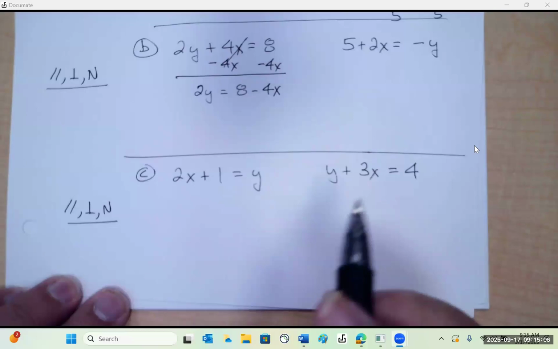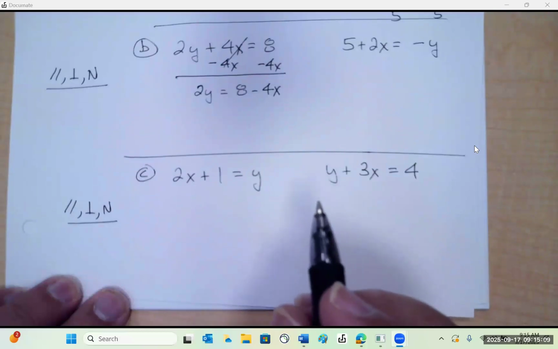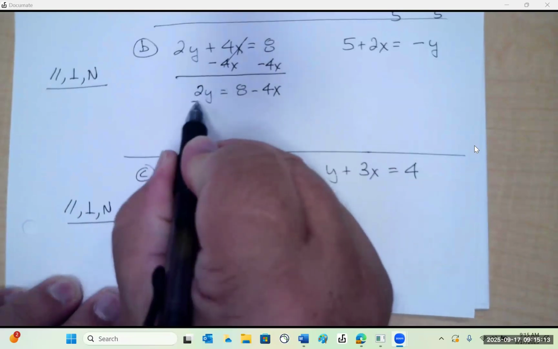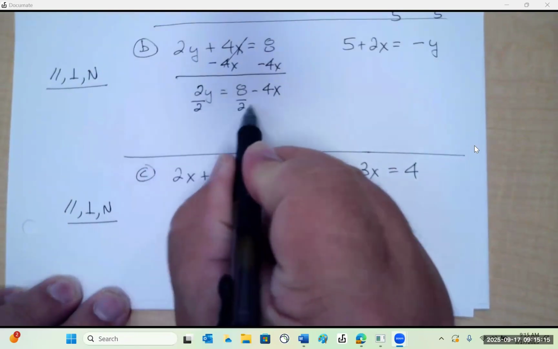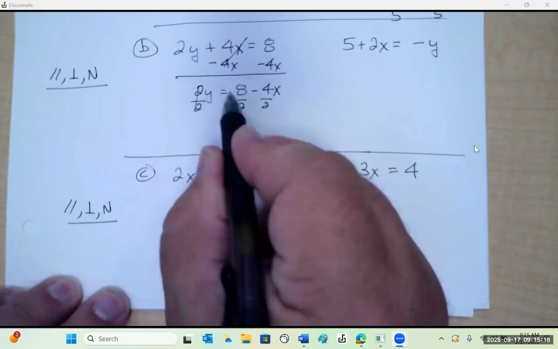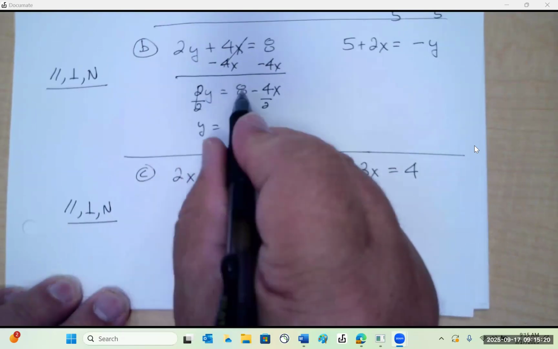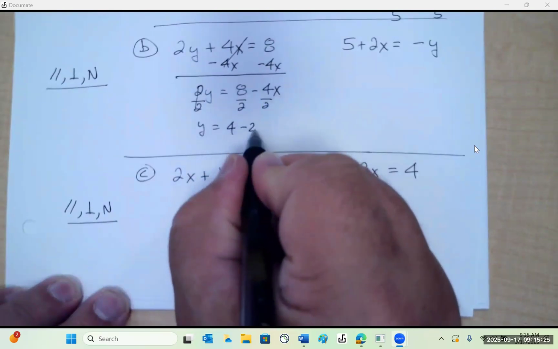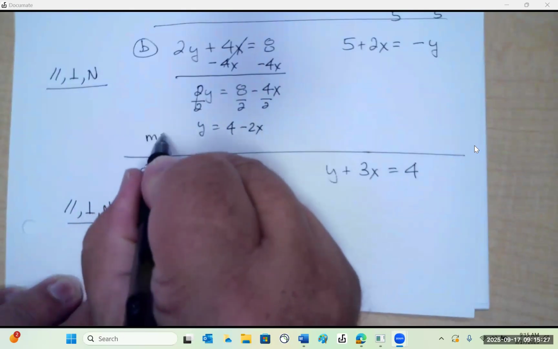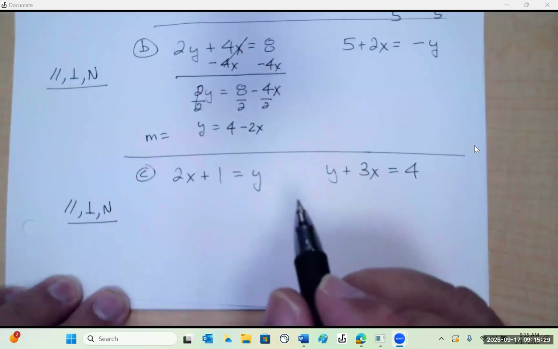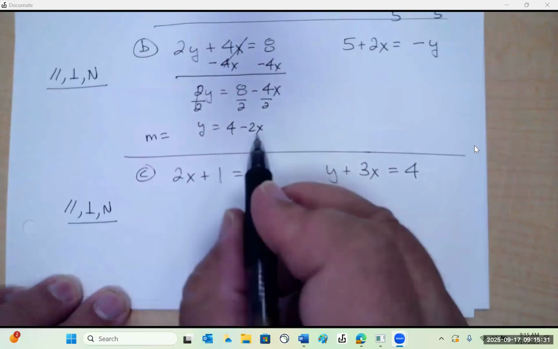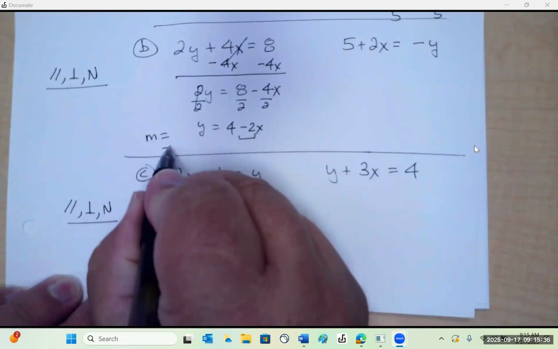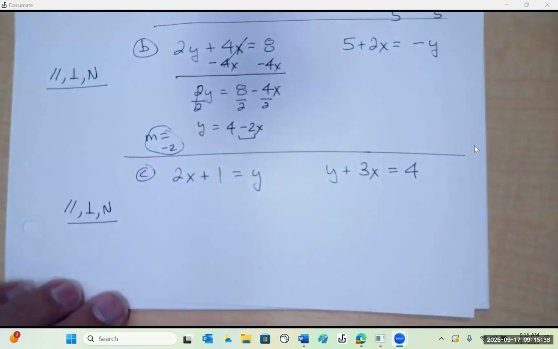Next step. I'm trying to get y by itself. What does it get rid of? Divide by 2 across. So we have y equals 8 divided by 2 is 4, minus 4 divided by 2 is 2x. So what's the slope of this first one? Remember, slope is always what's in front of the x. So it's negative 2. That's the slope of this first one.